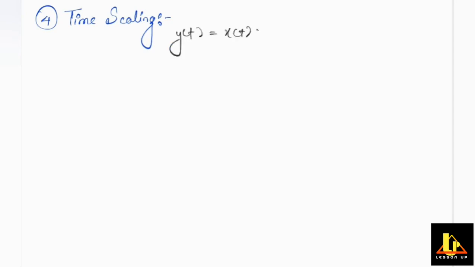Next property is time scaling. So according to this, if y of t is equal to x of t convolution h of t, then 1 by mod a into y of at will be equal to x of at convolution with h of at.